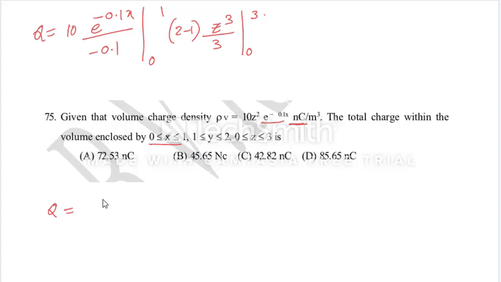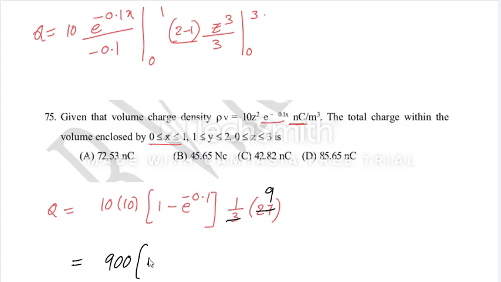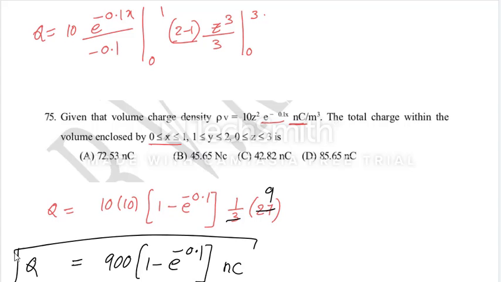So what I will get now here, 10 into, and this is one more 10, this 0.1 will come to numerator, into what I can say, this is 1 minus e power minus 0.1, into 1 into 1, so this is 1 by 3 into 3 cube, 9, 27, so here 1 by 3 will get cancelled, 9, so how much this value is, 900 into 1 minus e power minus 0.1, units are nanocoulombs, and do simplify, get this answer.